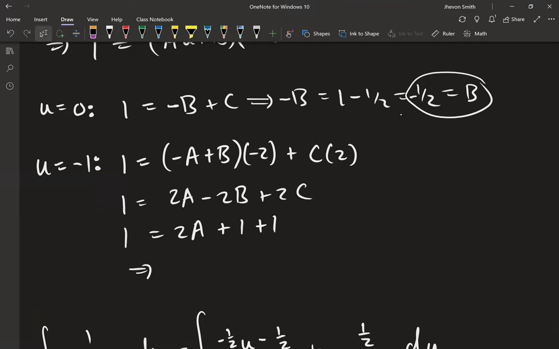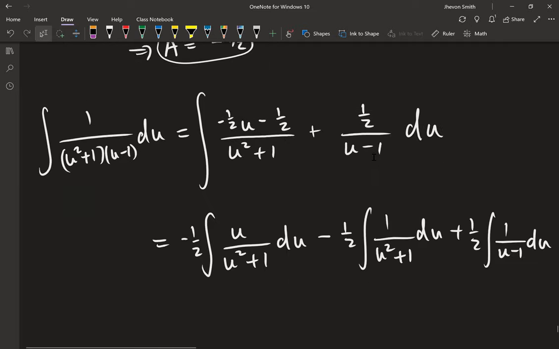So this means my a is minus a half. So that's still minus a half. Okay.